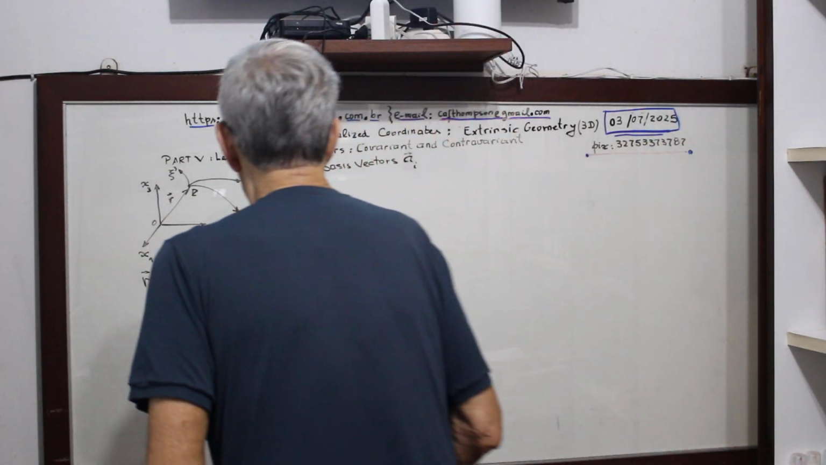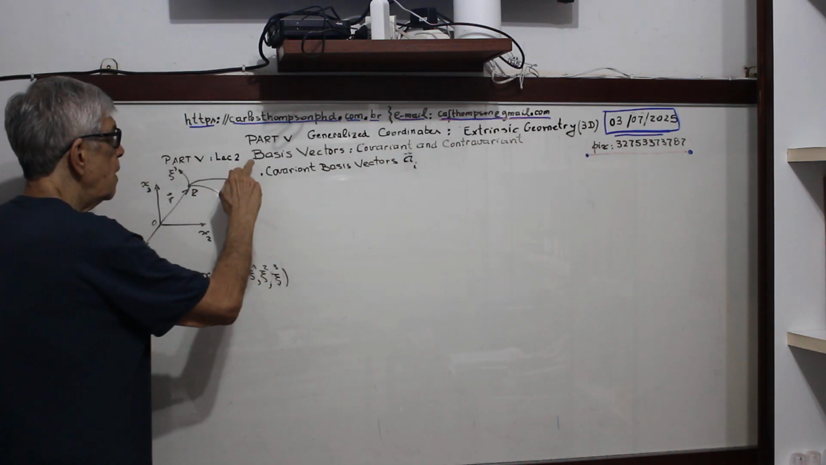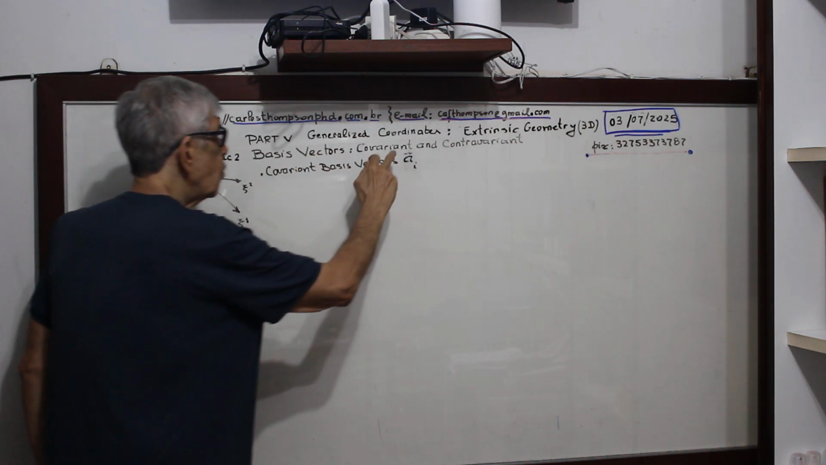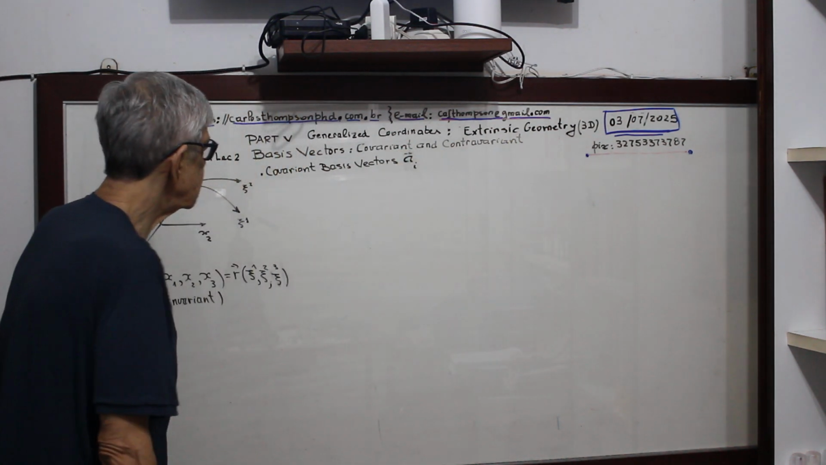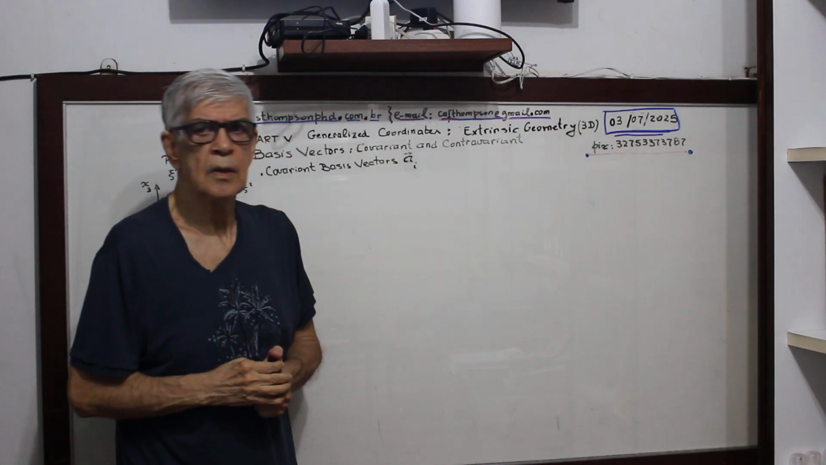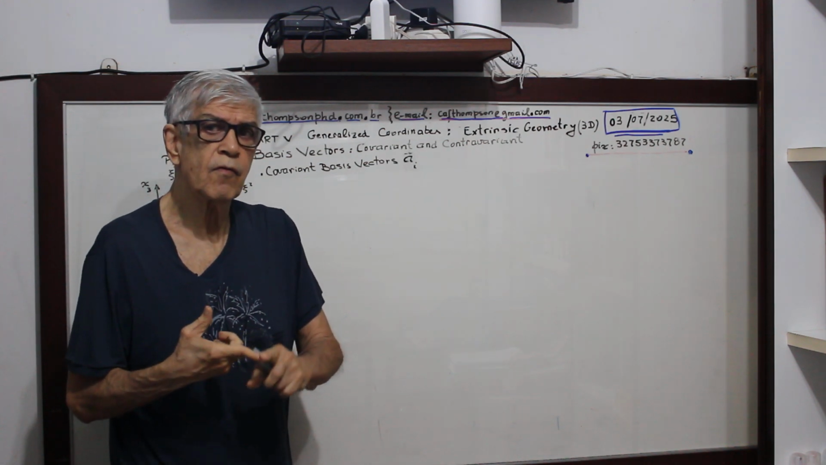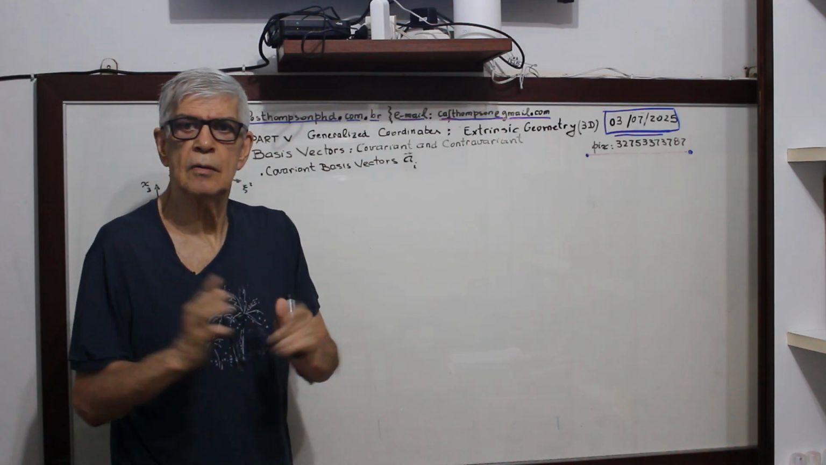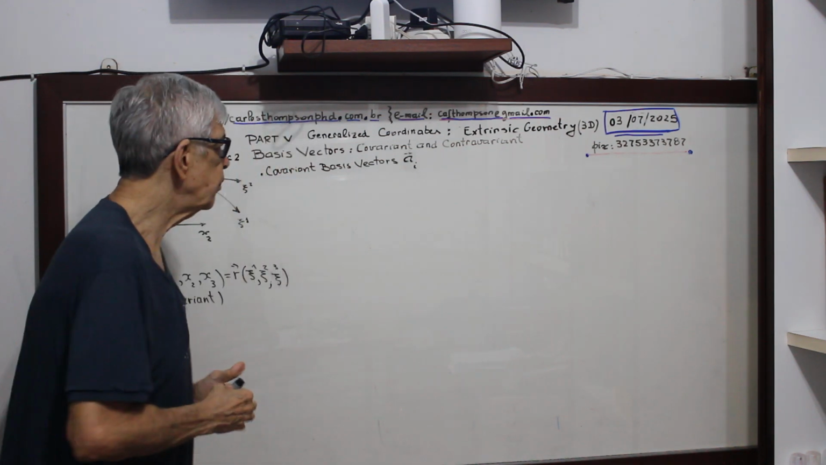Now, part 5, lecture 2: basis vectors, covariant and contravariant basis vectors. I recommend you study parts 1, 2, 3, and 4 deeply to understand the sequence.